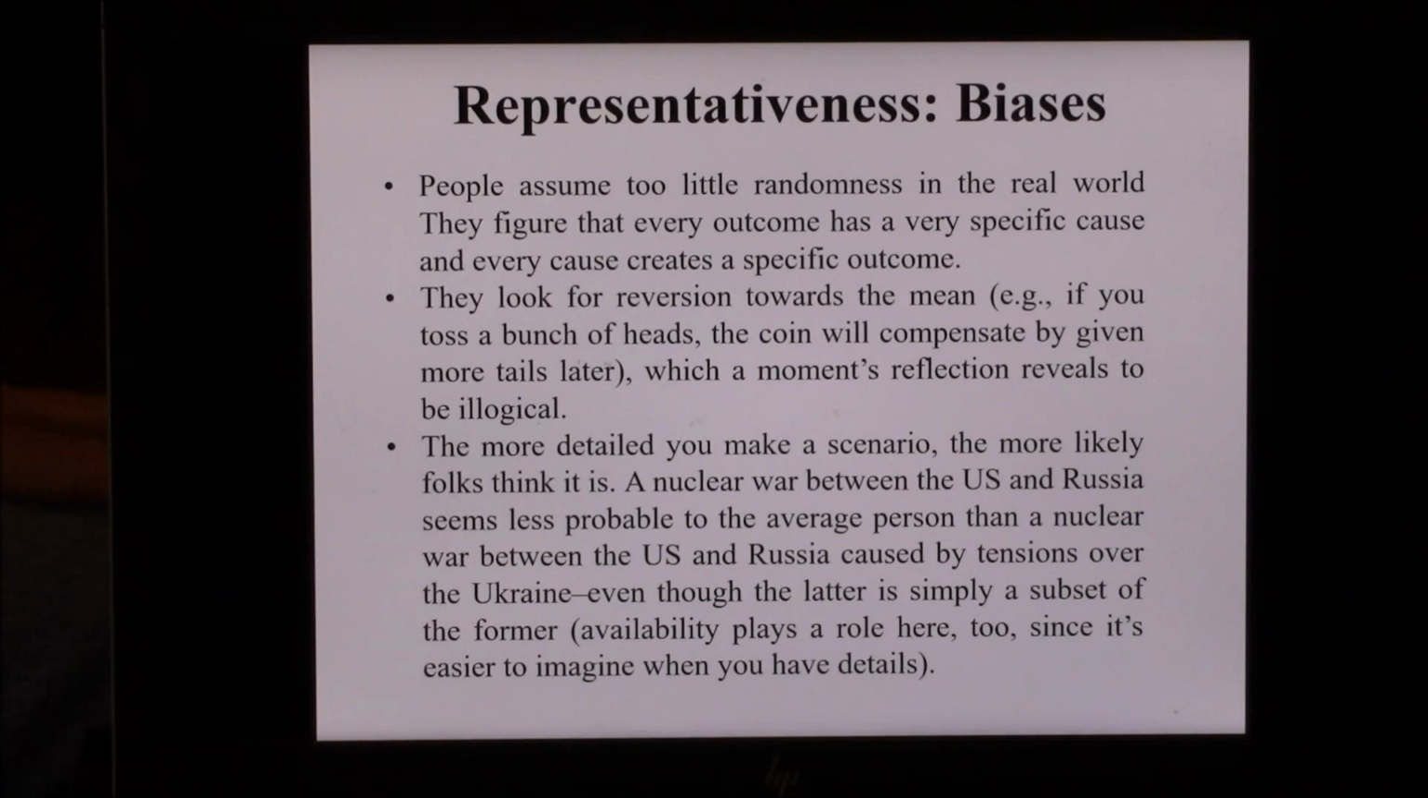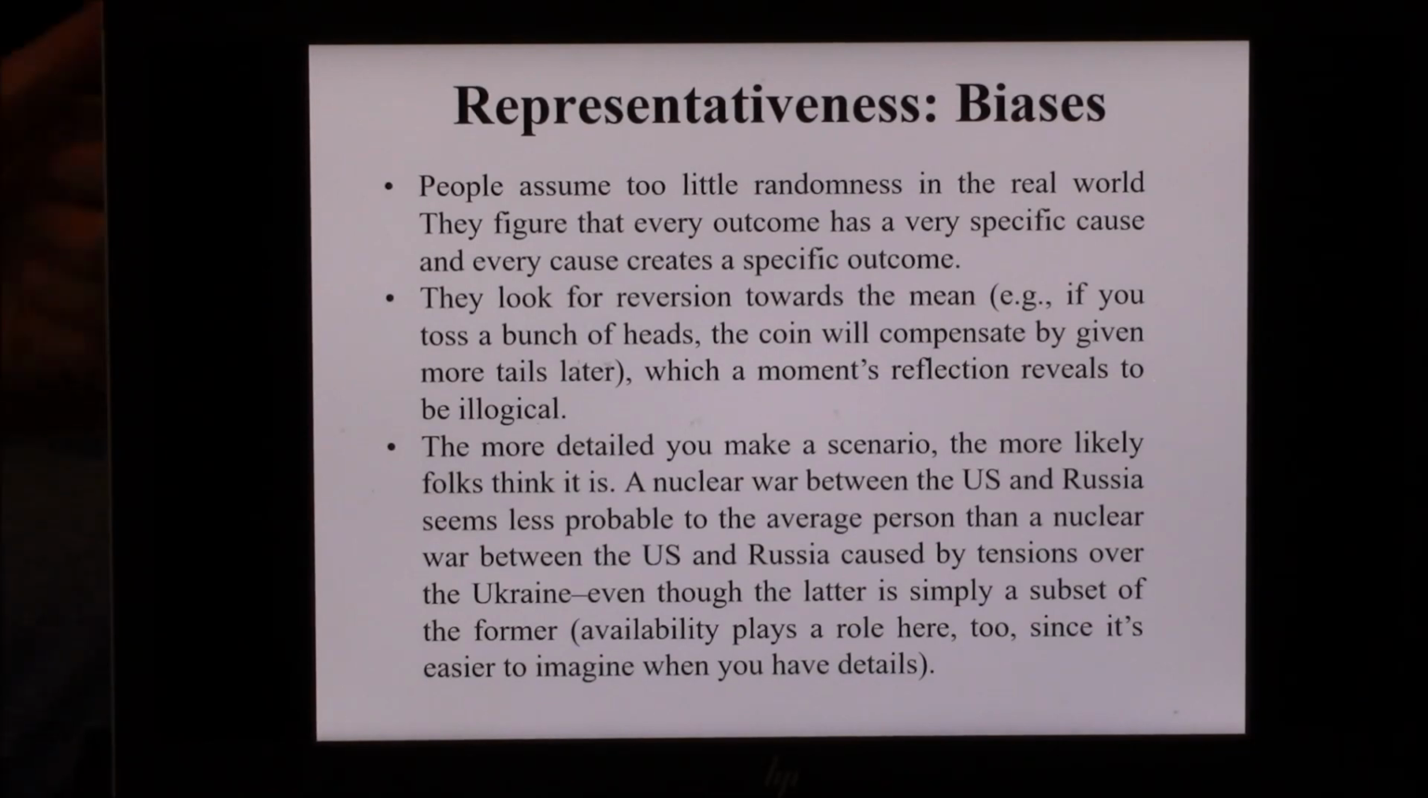First of all, people assume too little randomness in the real world. They figure that every outcome has a very specific cause, and every cause creates a very specific outcome. For example, on the 50-50 on heads, people are not tolerant of much variation away from 50-50. They'll tolerate some, but statistically speaking, they tolerate much too little. And so they tend to attribute to certain specific causes what's truly actually chance, right?